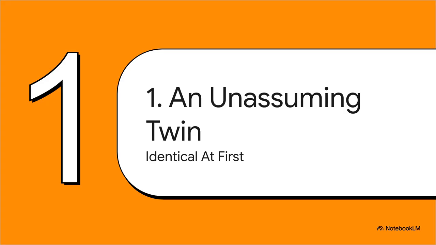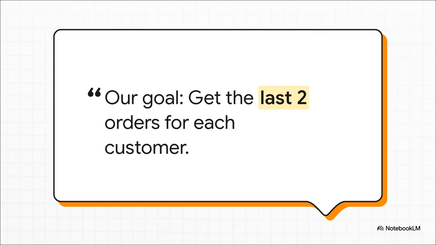So, at first glance, they really do look like unassuming twins. For these simple, everyday queries, they behave identically. You can't tell them apart. But now, let's throw a real challenge at them. A problem that will reveal their very, very different personalities. Okay, here is our mission, and I'm sure you've gotten a request just like this one. Our goal is to get the last two orders for each customer. That little phrase, "for each," is the key. This is a classic top-N per group problem, and it's where everything is about to get very interesting.